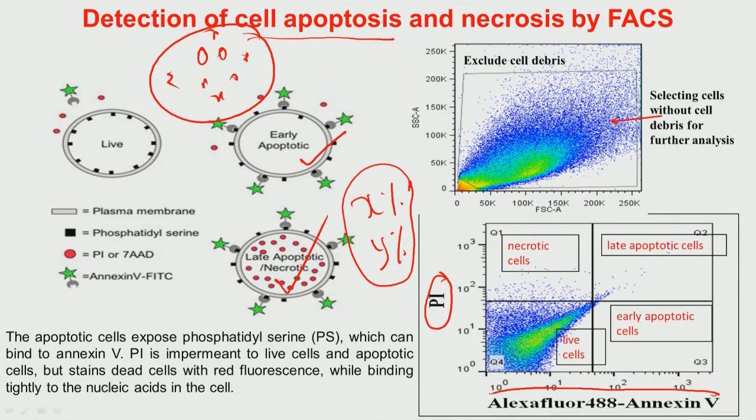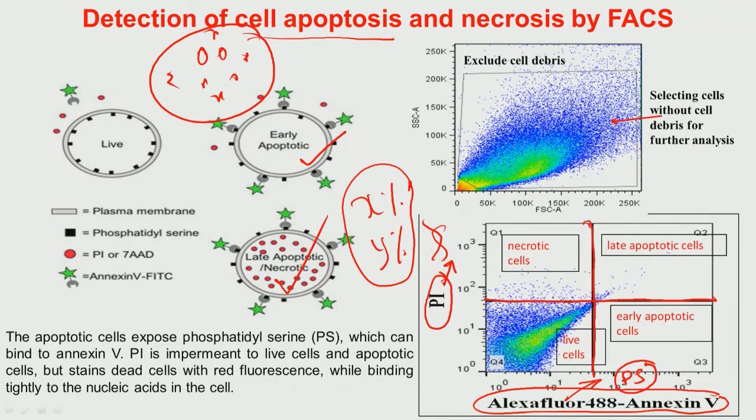What fluorescent dyes do you have to use? One is Alexa Fluor 488, which will tag to the phosphatidylserine molecule, as I have mentioned before. Propidium iodide will intercalate to the DNA double helix structure, as I mentioned before. Now, this is the last slide before the end of this module.